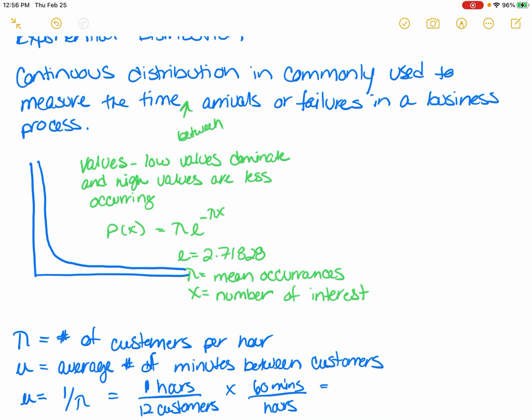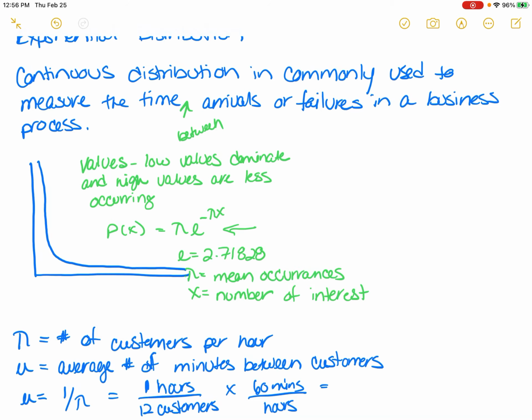So with this, let's talk about the exponential probability density function, right? So the probability density function is here. The probability of x is equal to lambda times e to the negative lambda x, right? With e being 2.71828. And we talked about this a little bit with the Poisson distribution in the previous chapter.